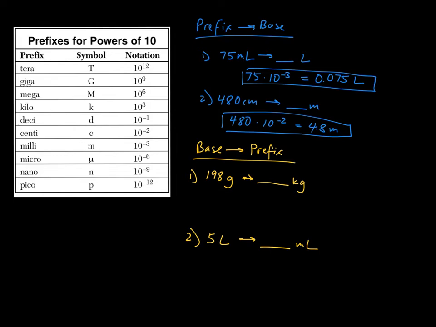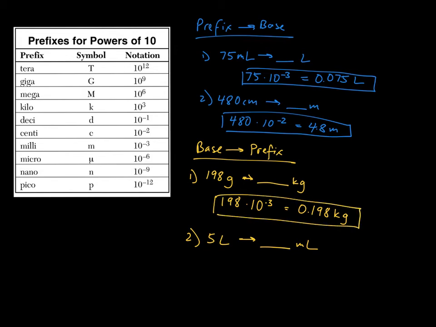So let's start with grams to kilograms. We're going to take that 198 and multiply it. It's 10 to the third for kilo, but we're going to make that negative this time. Times 10 to the negative 3, which equals 0.198 kilograms.